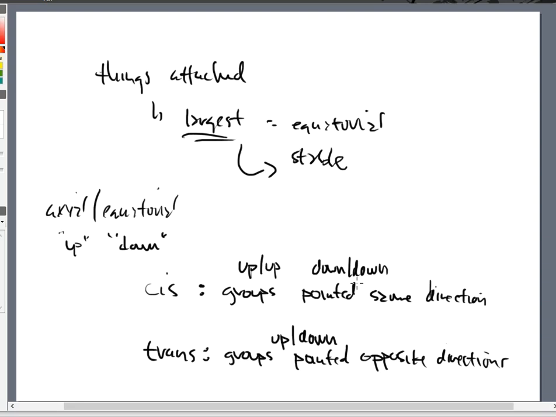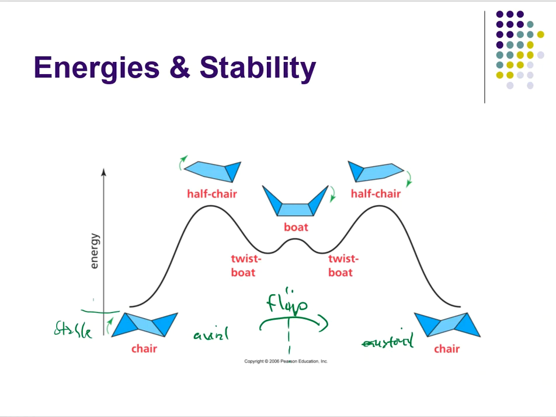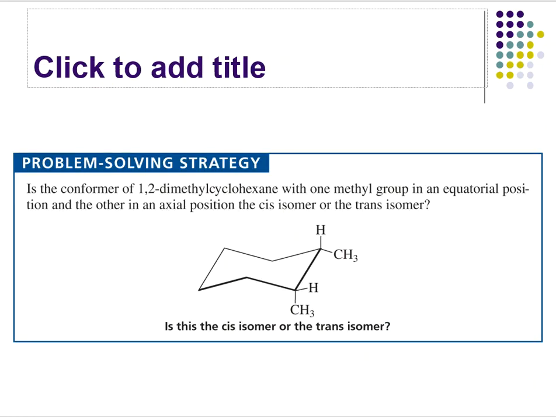Are they both pointed up? Are they both pointed down? Or are they pointed in opposite directions? That is the only thing that goes into the determination of whether these things are going to be labeled as a cis or as a trans group. All right, so let's take a look at maybe an example.